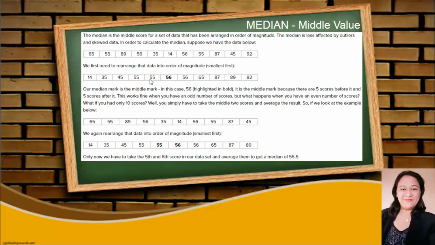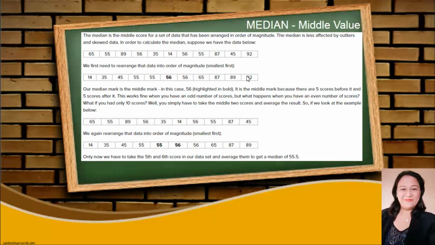Tingnan mo, may 5 number sa kaliwa at 5 number sa kanan. Kaya, equal silang 5 dito, 5 rin sa kabila. Ito ang pinakagitna, kaya ang median niya ay 56. Huwag mong kalimutan, ulitin ko, kailangan i-arrange from lowest to highest.